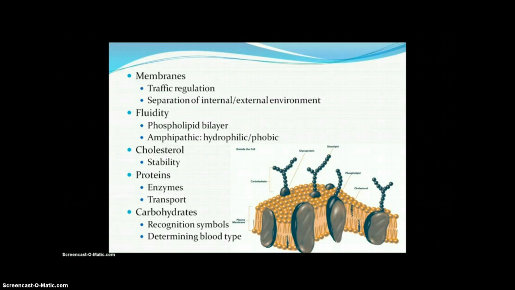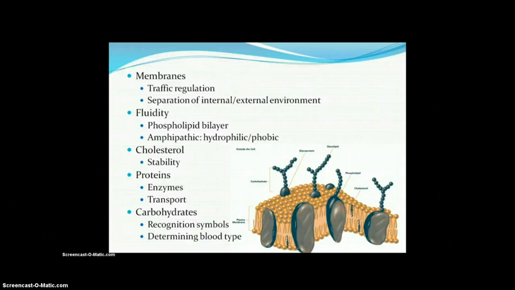Cellular membranes also contain carbohydrates attached to lipids and proteins. Cholesterol affects the fluidity of membranes by providing stability. Higher temperatures have less fluidity, and vice versa. Carbohydrates serve as recognition symbols for other cellular proteins. This allows them to play a role in determining blood types.